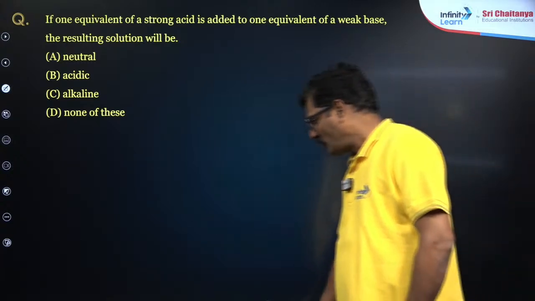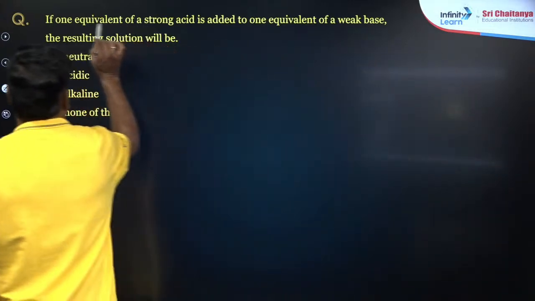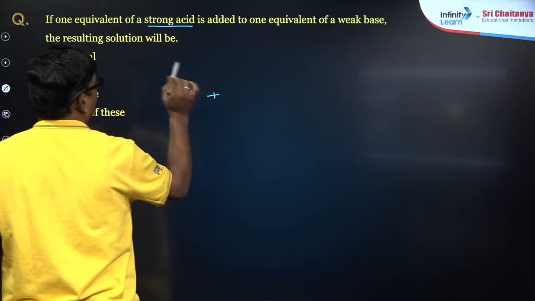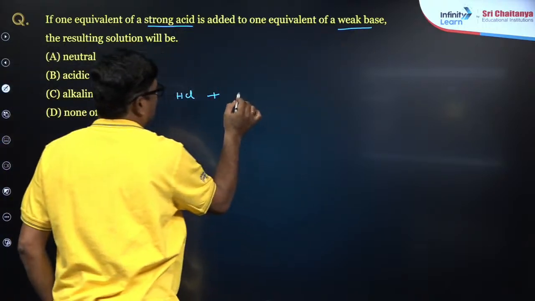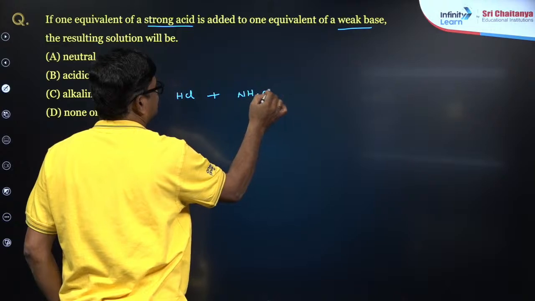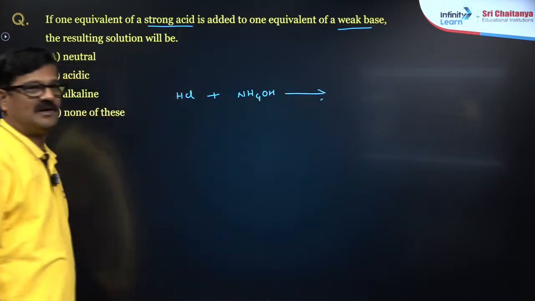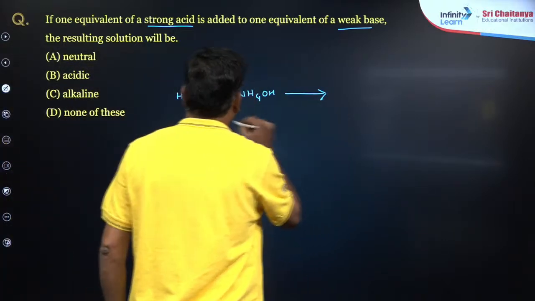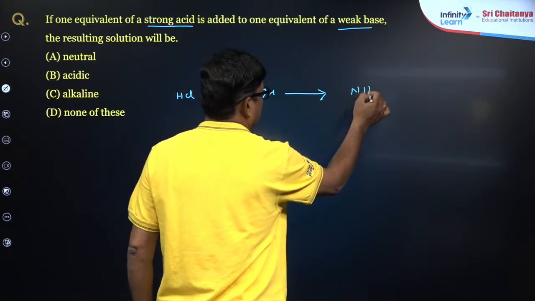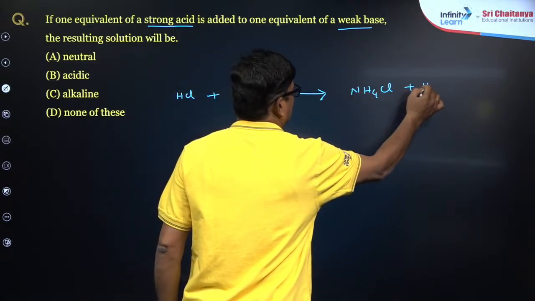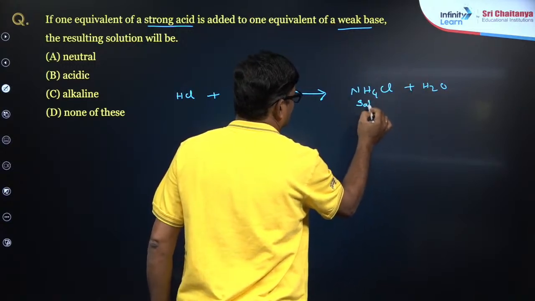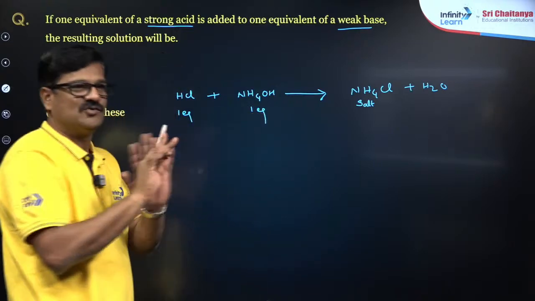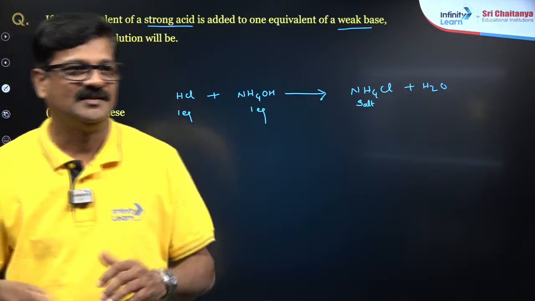Okay, let me give you. What is this? One equivalent of a strong acid. So HCl I just want to say, and one equivalent of weak base, ammonium hydroxide I just want to say, right? Thank you very much. Thank you, Chitra. So it is going to give us ammonium chloride plus water. Now this is a salt, one equivalent and one equivalent. It is neutralized. There is no more.